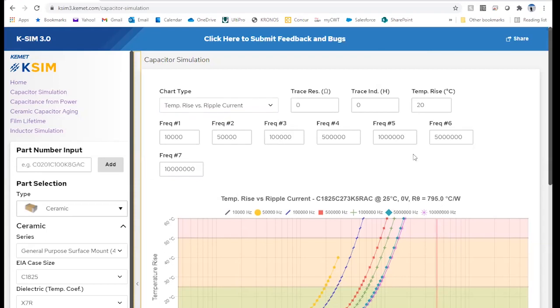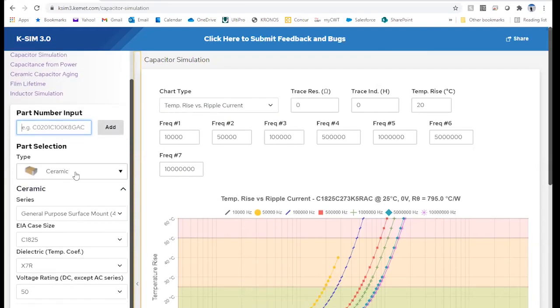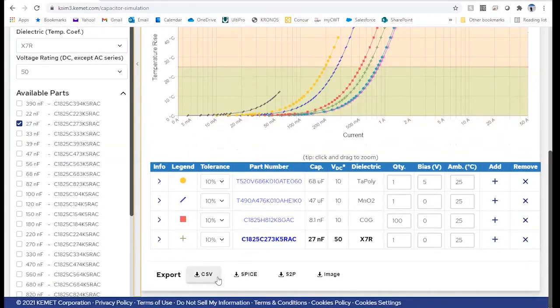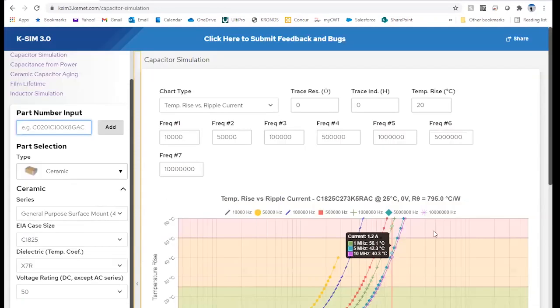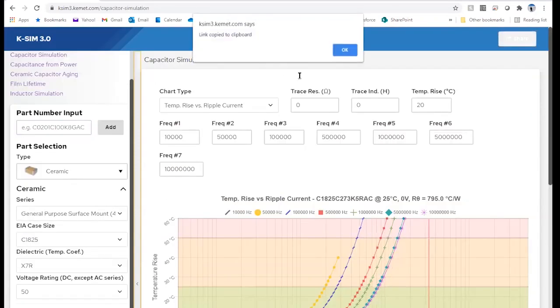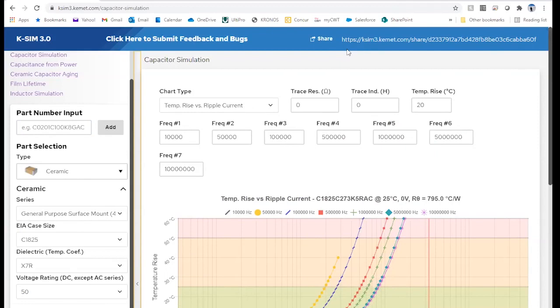But this tool is available for you guys. If you put in a part number, it'll also bring up the graphs, but you could go through and select different components based off of what you think you need and do simulations. And then you could go to the bottom and export it into a CSV file if you wanted it, the actual values to upload to your own system or to your own calculations. Also SPICE models, S2P files. You could download it as an image, or if you're working with someone else, you could share it with them as well. So that is available for you guys to design in these parts.